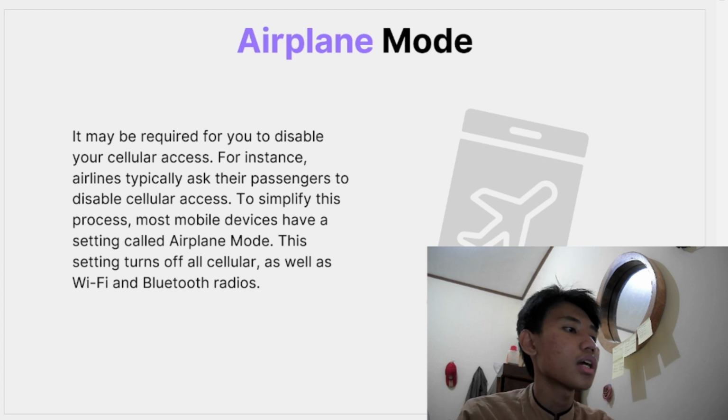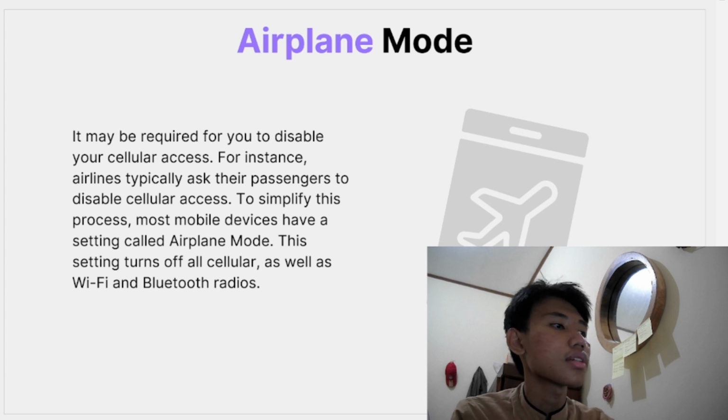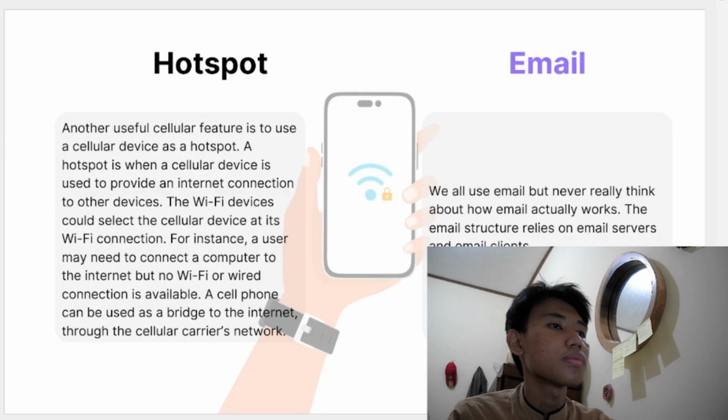You can also enable or disable cellular access. The two figures display the screens to turn airplane mode on or off on an iOS device and the screen to enable or disable cellular access on an iOS device.